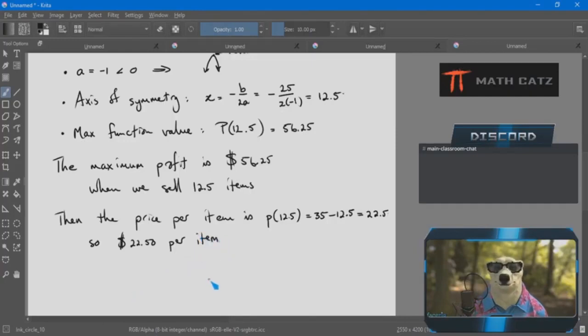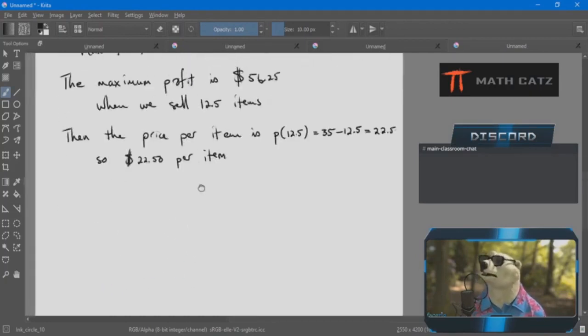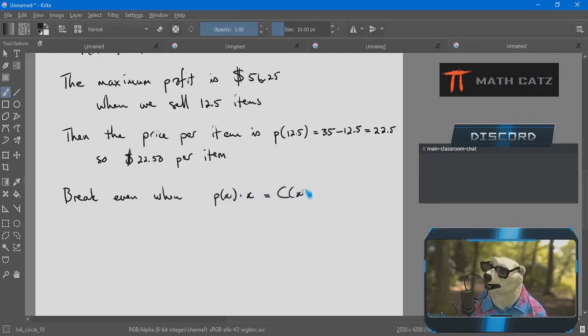Item. All right. So far, so good. The last thing we want to do is the break-even point. Do I have more space this time? Oh, much more space, yes. We are going to break even when my revenue equals my cost, or the profit equals 0.